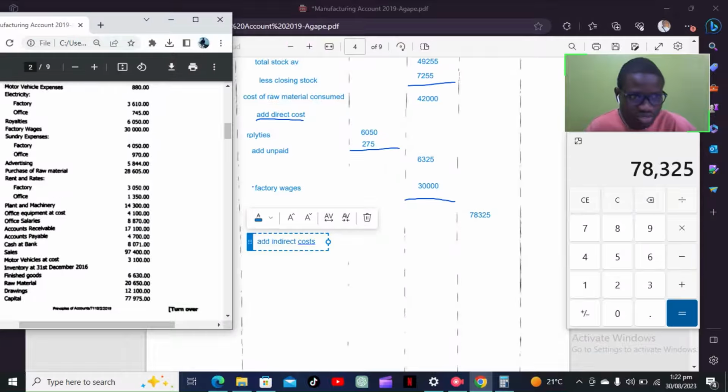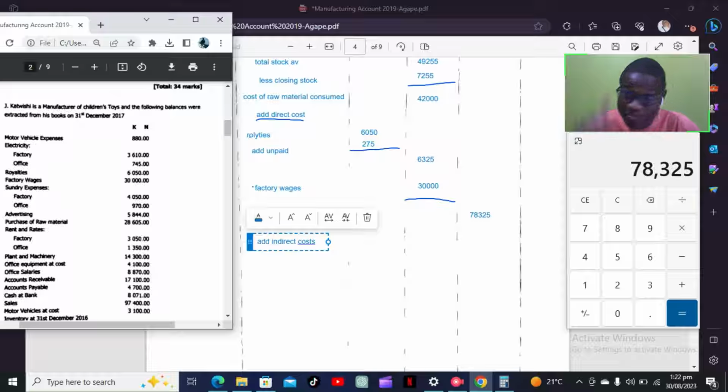That's indirect cost. So we're going to look for indirect cost in this question. Always start from the top, because when you start from somewhere in the middle, you might miss other direct or indirect costs when you're perusing through the question, trying to find what to enter and what not to enter in this manufacturing account. So from the top: motor vehicle expenses. This is for the office, because there is the office part and there is also the factory part. So this one is for the office. We're going to enter it in our trading profit and loss account.